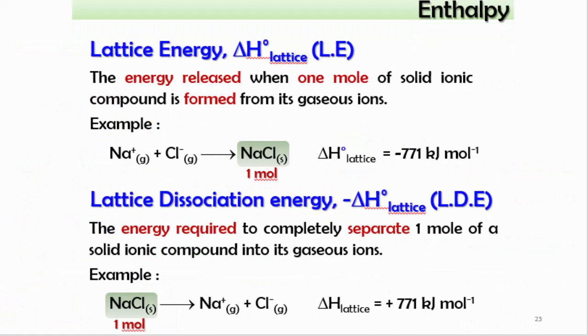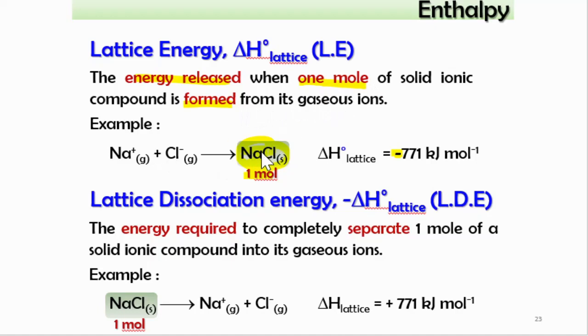Let's recap these two definitions. The first one is lattice energy. For lattice energy, it is the energy released when 1 mole of your solid ionic compound is formed. Here you need 1 mole, and it is energy released, so it is negative. Okay, so the next one is, it is formed from its gaseous ions.